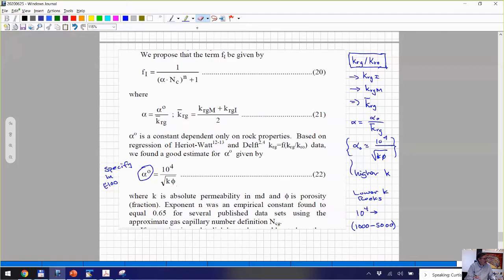He's saying that you can control the value of 10 to the 4th in Eclipse. I think because it's a function of permeability and porosity that varies for each grid cell, that should be calculated in Eclipse with the grid cell properties. Yeah, maybe that one. Okay, I'll have to check that. This number here, specified, and the number here. Yes. Okay.